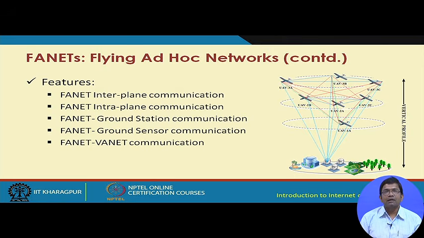Ground station communication is from a UAV in one of these planes to the ground station. Ground sensor communication is likewise communication with sensors on the ground. And then we have FANET communication. So FANET is this one that we are discussing. Now, these could be connected to vehicular ad hoc networks on the ground. So flying ad hoc networks and vehicular ad hoc networks can be connected together to be able to communicate.